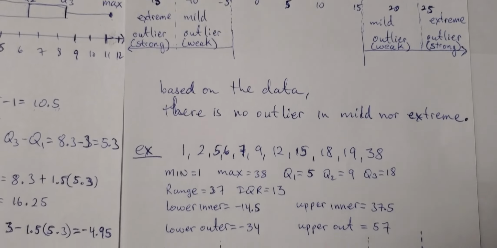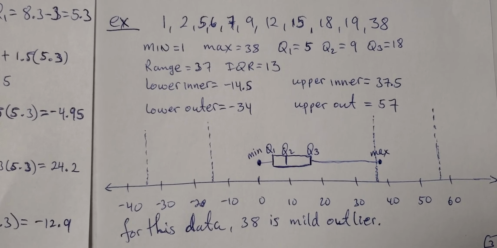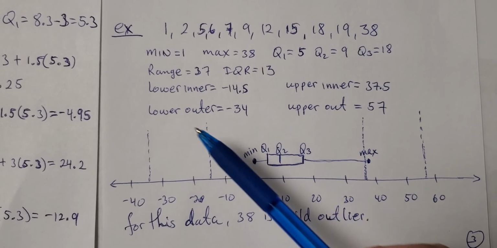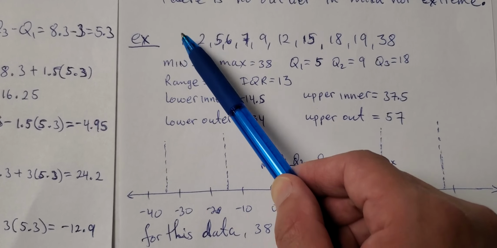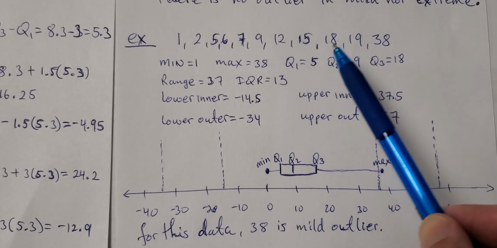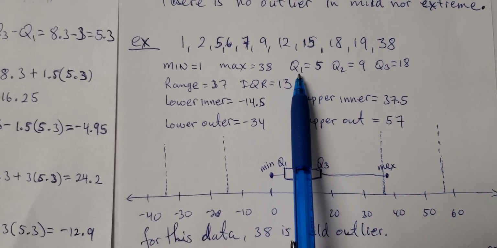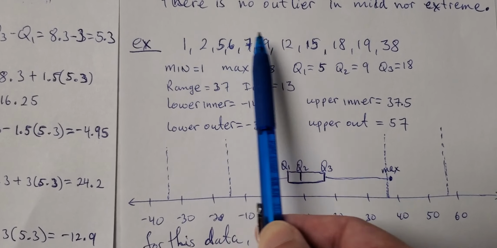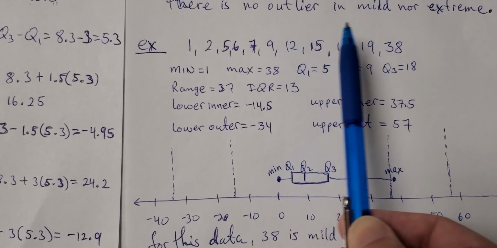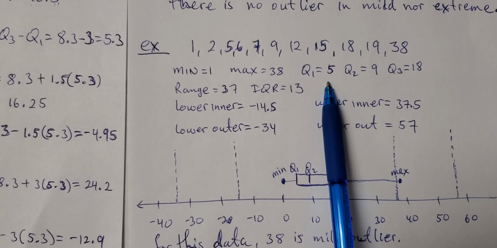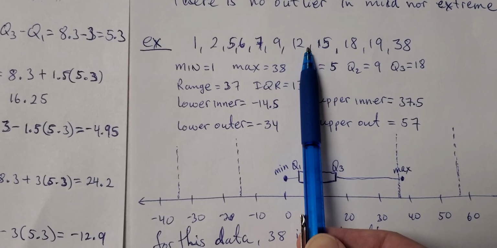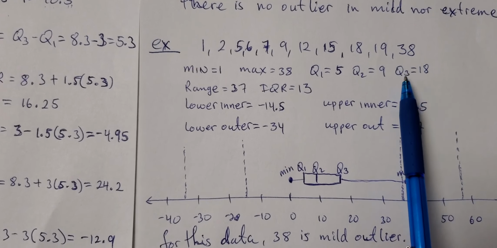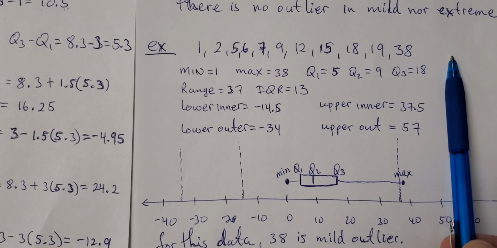Okay, so here's another example where I already did all the work. So the minimum is 1, maximum is 38. Q1 is from the left side, so Q1 is 5. Q2 is the entire list. Q3 is to the right side. One more time, Q1 is from Q2 to the left. Q2 is the entire list. Q3 is from Q2 all the way to the right side.